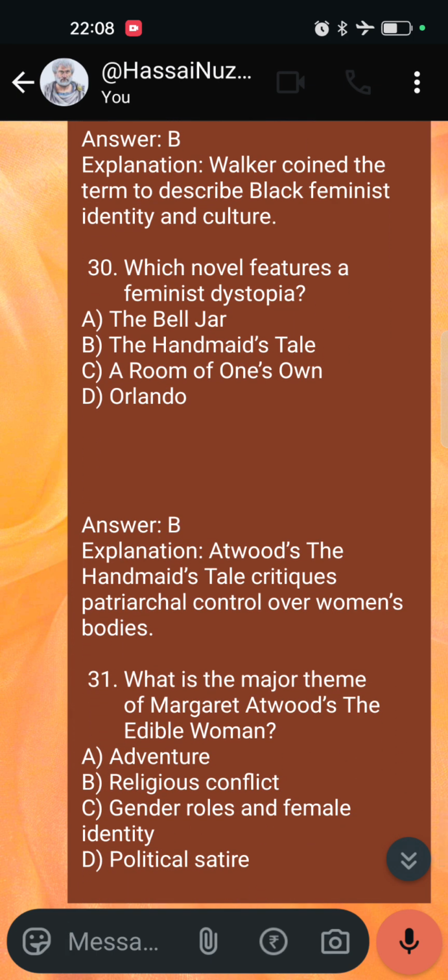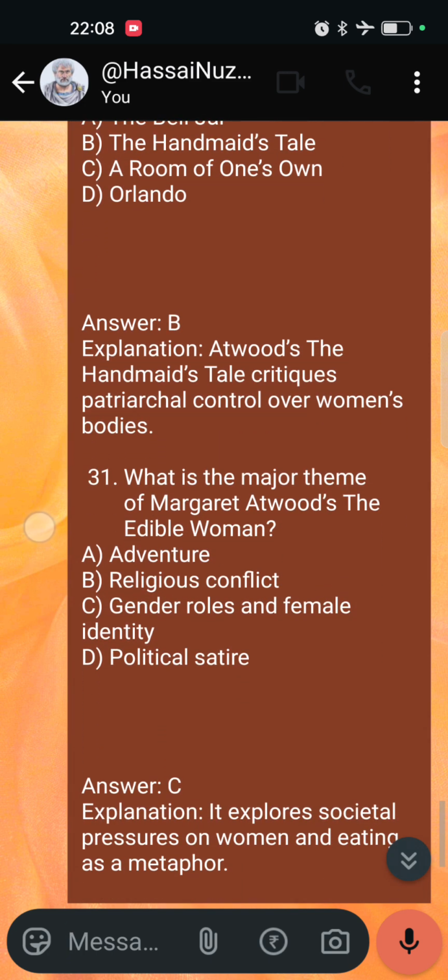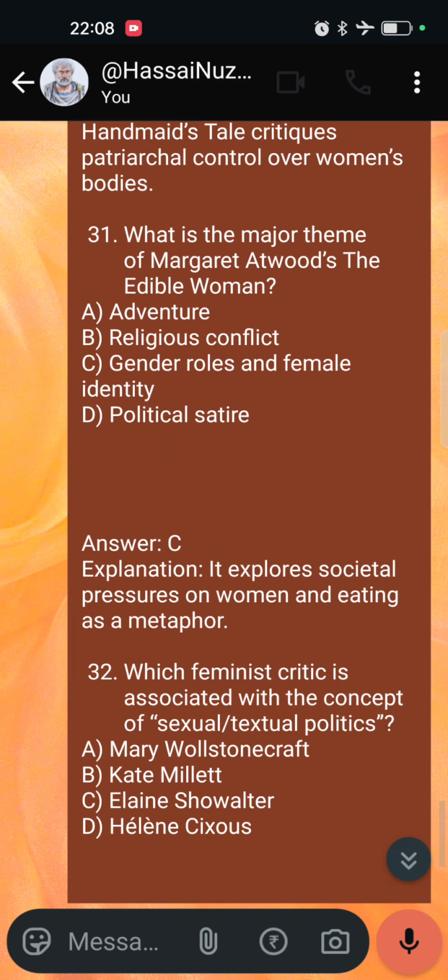31st question. What is the major theme of Margaret Atwood's The Edible Woman? Answer is C. Gender roles and female identity. It explores social pressures on women and eating as a metaphor.